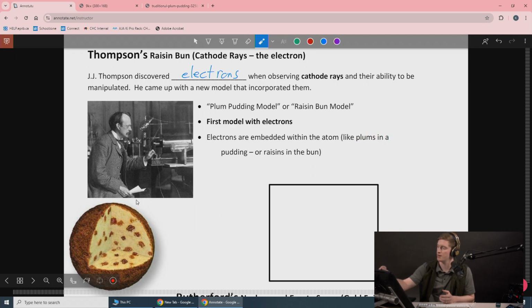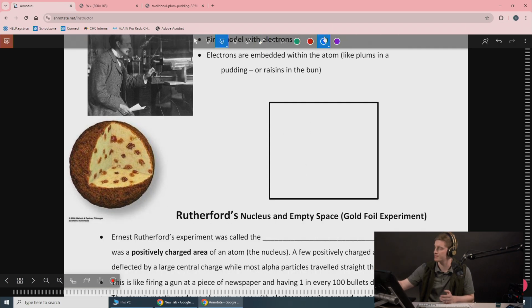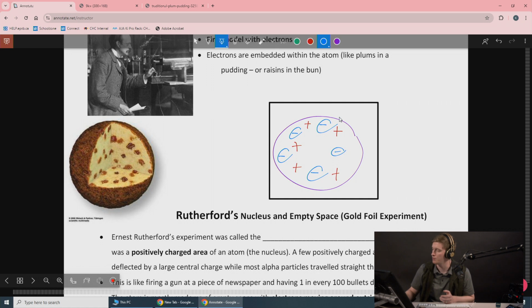Here's a picture of plum pudding. I forgot this was in the notes. Here's another picture of plum pudding. Essentially, we have our atom still. So we'll take our atom. And our atom is mostly a positively charged mass, but embedded in this positive charge are little negative charges like raisins in a bun, or chocolate chips in a cookie, maybe, if you want to think of it that way. But the nice thing about this is a nice sphere, and you can see he thought electrons are embedded, stuck within there. That was Thompson's model.